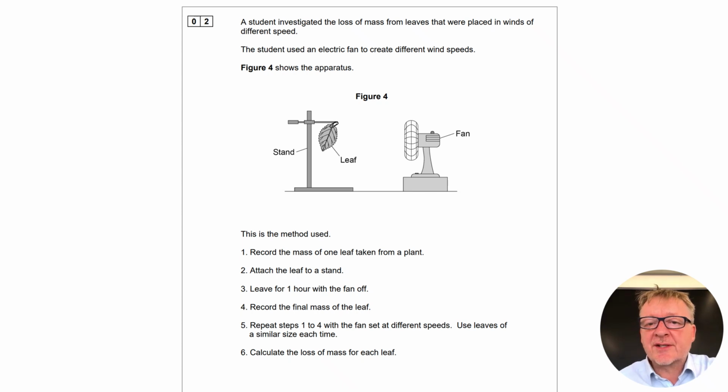A student investigated the loss of mass from leaves that were placed in winds of different speeds. I assume the wind's coming from this. The student used an electric fan to create different wind speeds. This is the method.